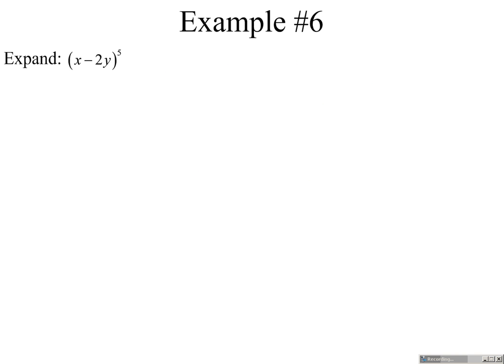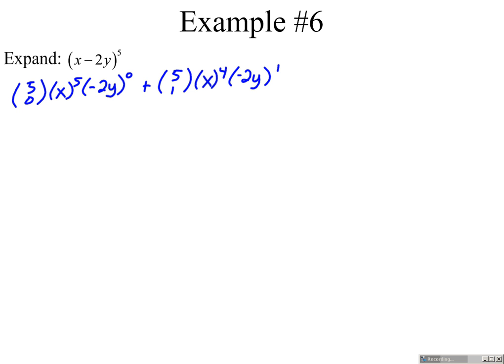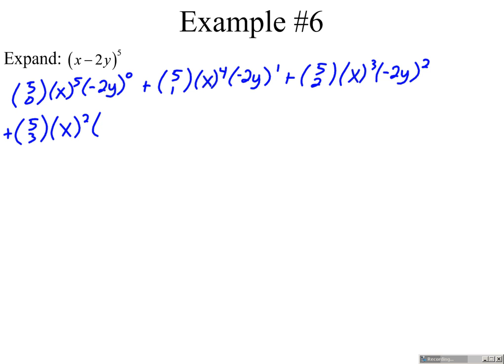Last one, x minus 2y to the 5th power. First combination, start with the highest possible exponent. 5 choose 0 times x to the 5th, negative 2y to the 0. 5 choose 1 times x to the 4th, negative 2y to the 1st. 5 choose 2, x cubed, negative 2y squared. 5 choose 3, x squared, negative 2y cubed. 5 choose 4, x, negative 2y to the 4th.